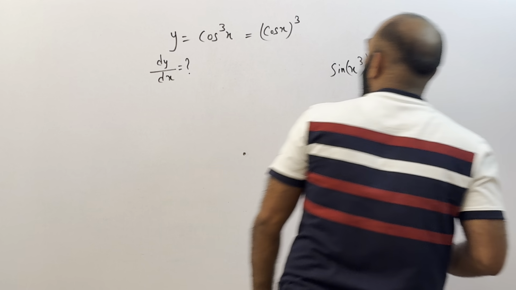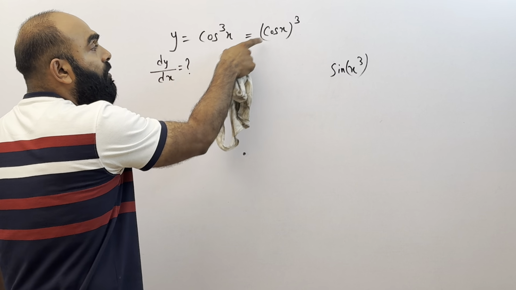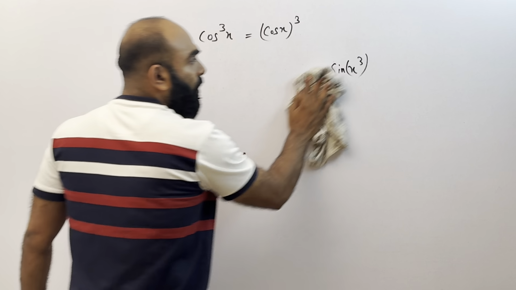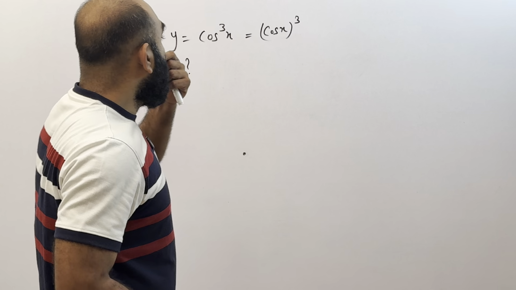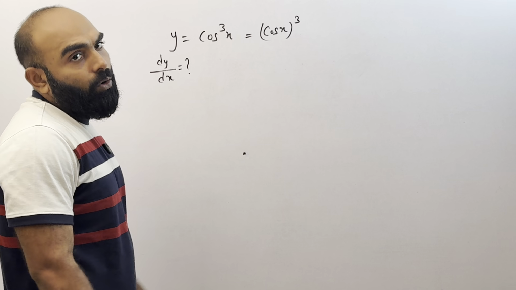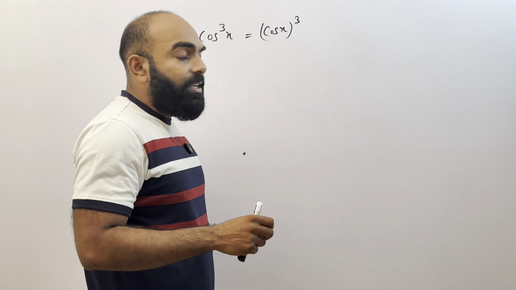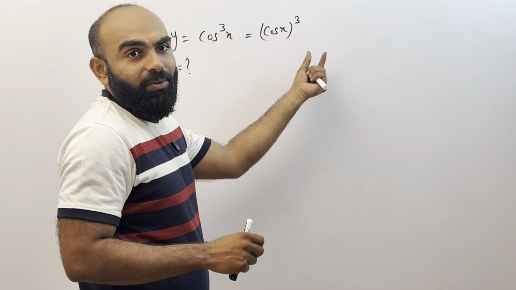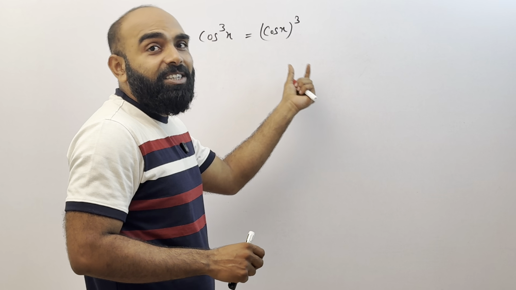There is a difference. Whenever it is written like this, let's say it is written cos square x, you will write cos x whole square. So first you write this function cos to the power 3x as cos x whole cube. Now what do we have to do? We know the differentiation of x to the power n, sir? No, it's a trigonometric function.